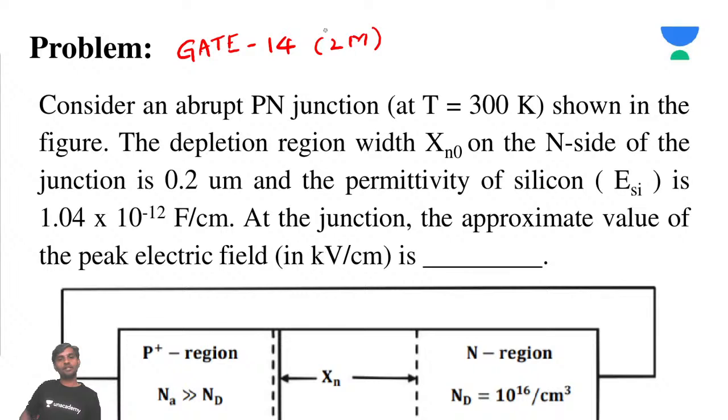The depletion region width Xn naught on the N side of the junction is 0.2 micrometers, and the permittivity of silicon, epsilon Si, is 1.04 into 10 to the power of minus 12 farads per centimeter. The approximate value of the peak electric field at the junction.